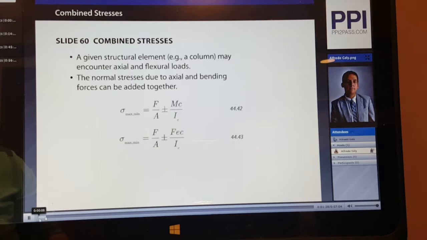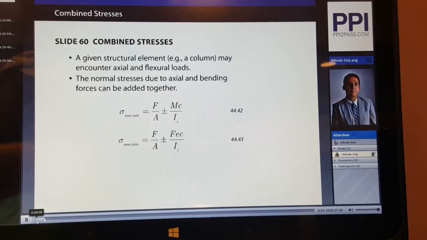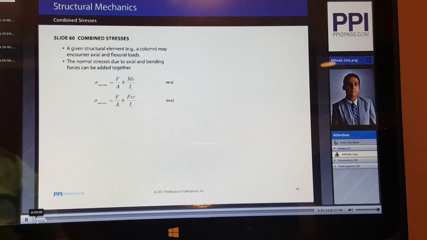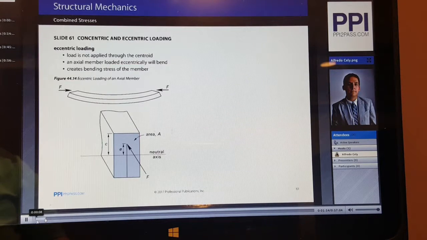Bending stresses can be due to loads applied perpendicular to the axis of the member, as we saw in the previous concepts, or due to axial loads not applied directly over the centroid of the beam. The distance from the centroid to the point load is known as eccentricity. And you can see this in equation 44.43. So you have concentric and eccentric loading.